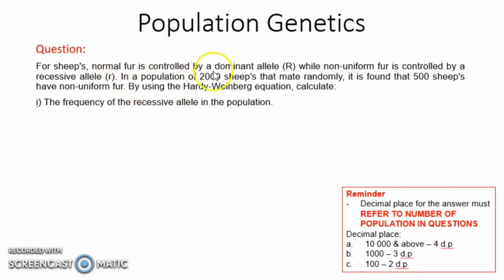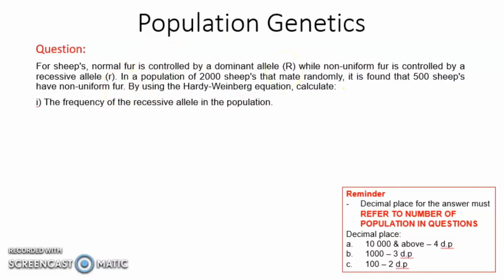Okay, and then in a population of 2,000 sheep, it means that in this sheep population, there are 2,000 sheep, that mate randomly. When it mentions mating randomly, let's recall the assumptions of the Hardy-Weinberg principle. One of the assumptions is random mating. So it means that this population follows the Hardy-Weinberg assumption. Okay, and then it is found that 500 sheep have non-uniform fur.